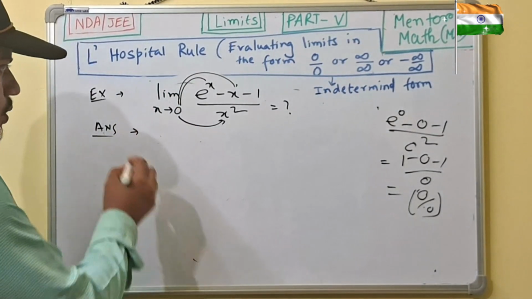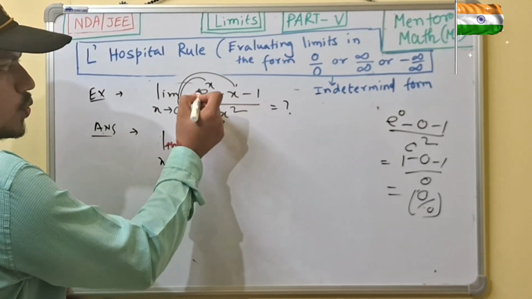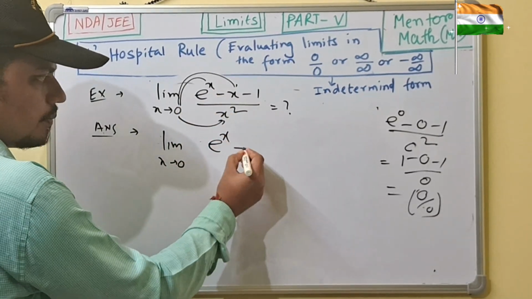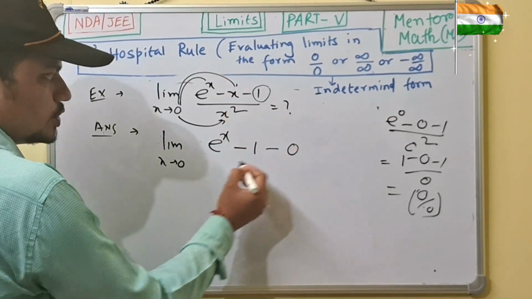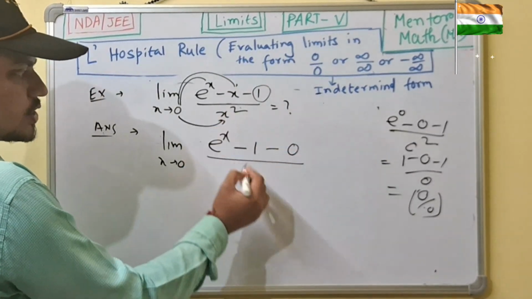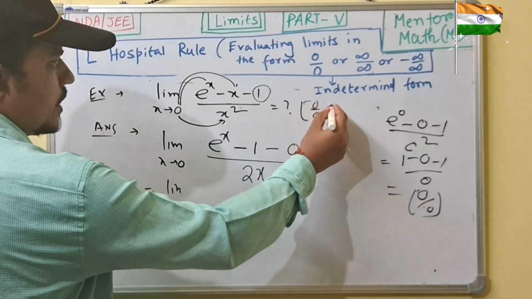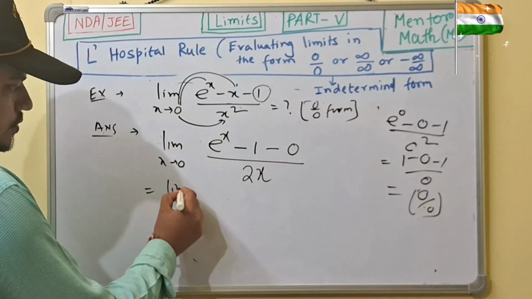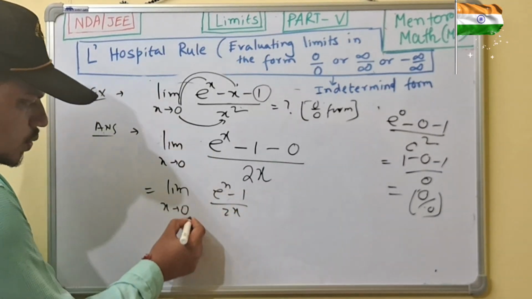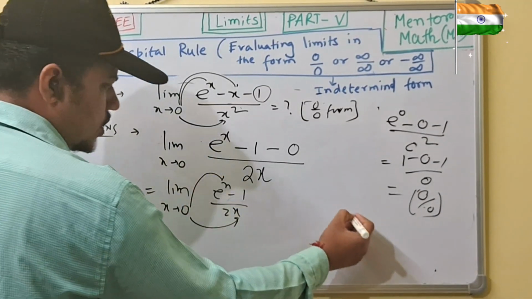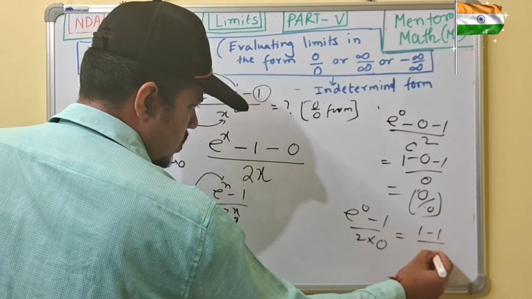Now comes the solution: limit x tends to 0. We have to differentiate the numerator. The derivative of e to the power x is e to the power x, minus the derivative of x, which is 1, minus the derivative of the constant term, which is 0. Divided by the derivative of x square, which is 2x. Now you get limit x tends to 0 of e to the power x minus 1 by 2x. Again, if you substitute x by 0, you get e to the power 0 minus 1 by 2 into 0, that is 1 minus 1 by 0, that is 0 by 0 form.